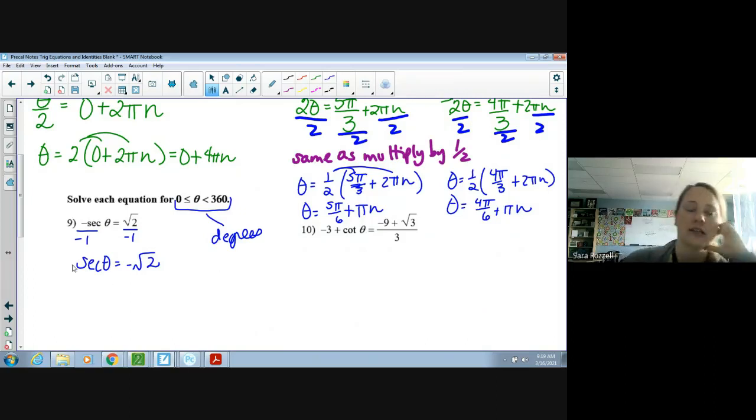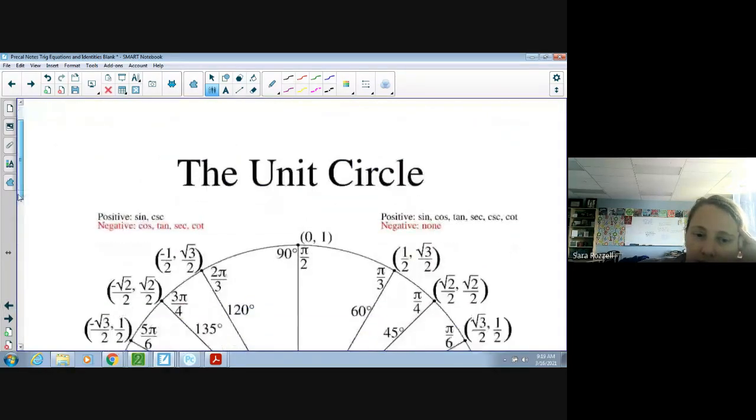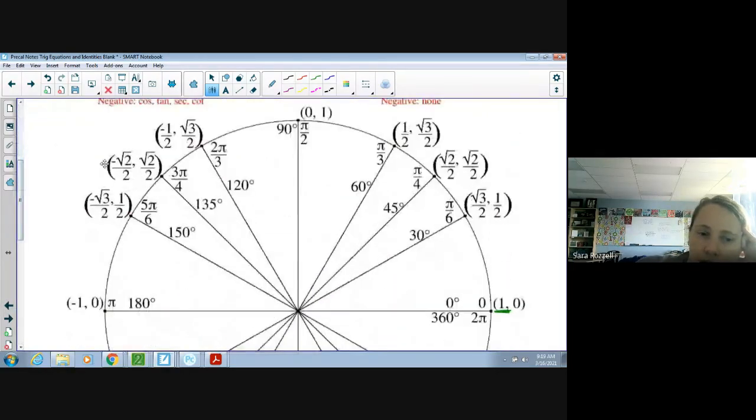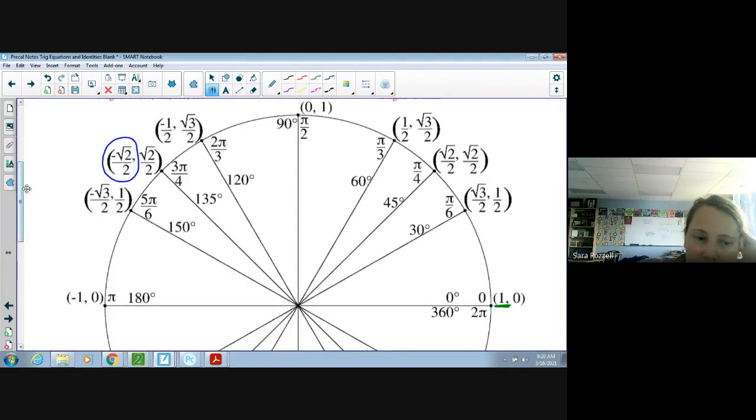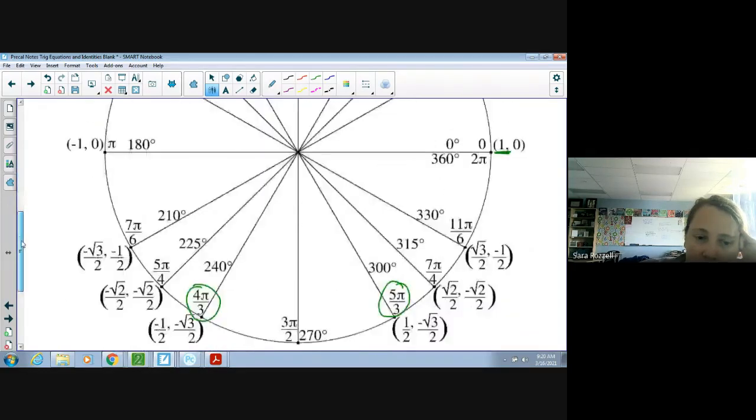Okay. So let's find when secant is -√2. Secant is 1 over cosine, right? Yep. We flip over the x. So let's find x's with √2's in them. And it's negative. So I'm going to guess it's this one, right? This is a cosine with a √2, and it's negative. And here's another one.